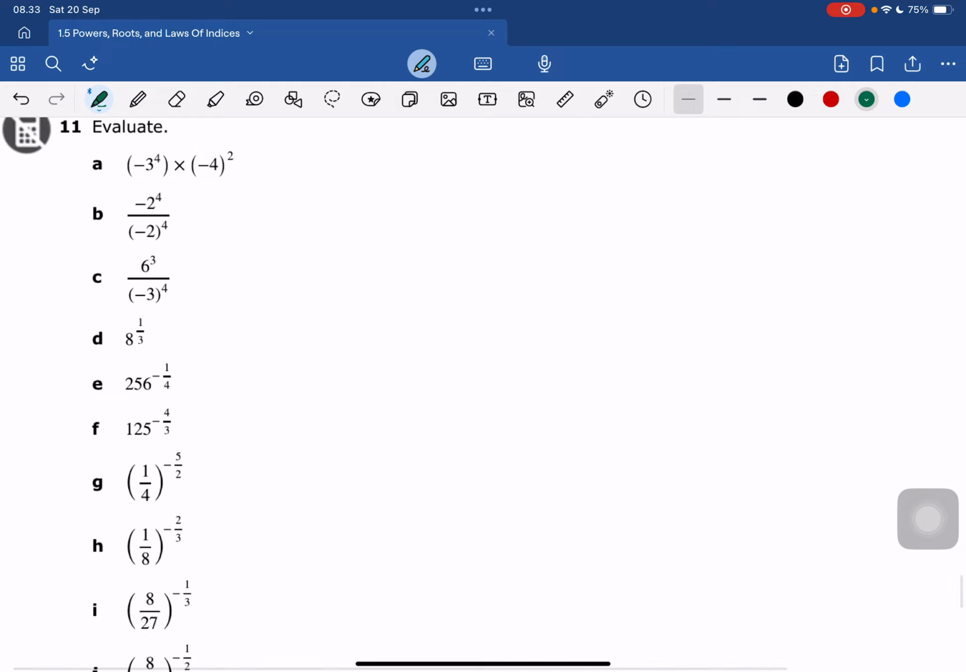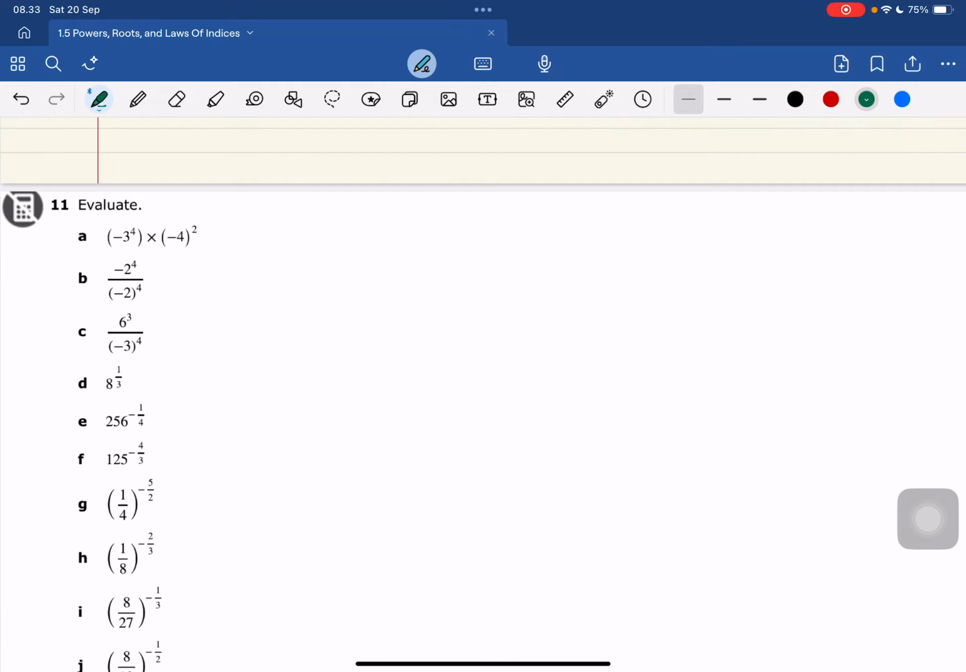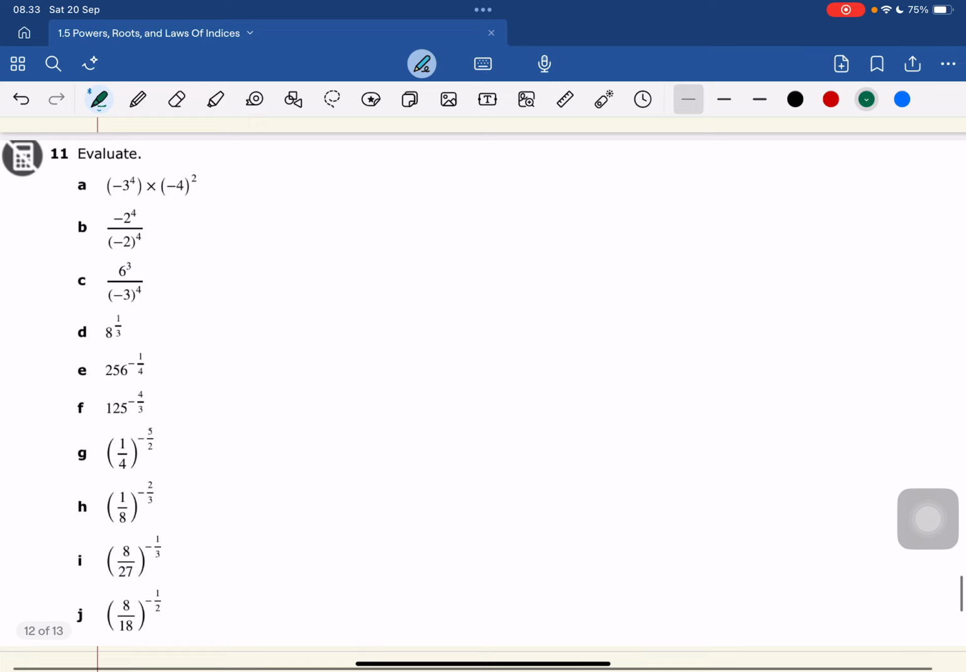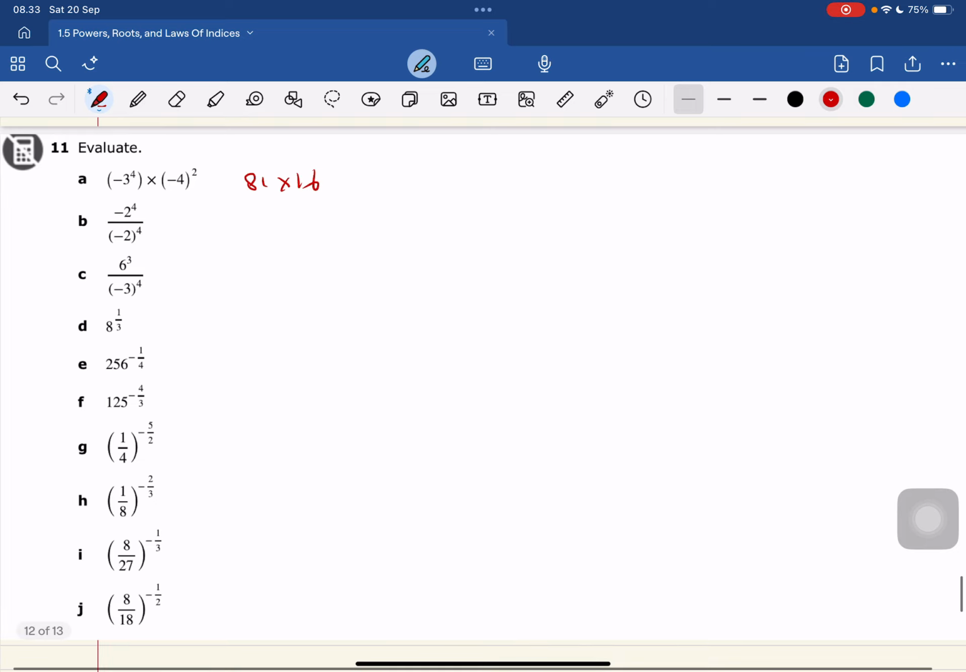Okay, here, still evaluate. We got minus 3 to the power of 4. So it means minus 3 times minus 3 times minus 3, 4 times. So it's going to be 81 times 16, which is the answer is 1296. Next we got minus 2, 4.